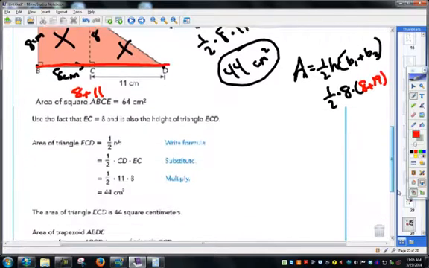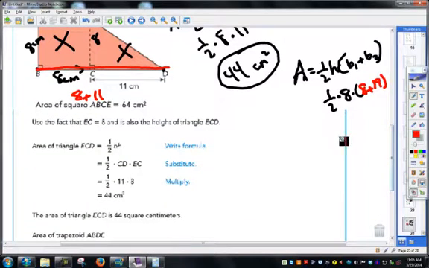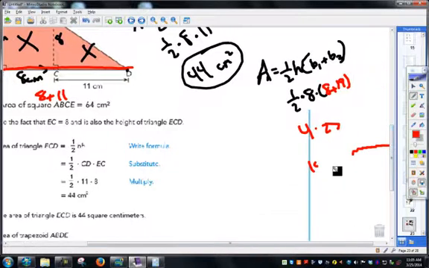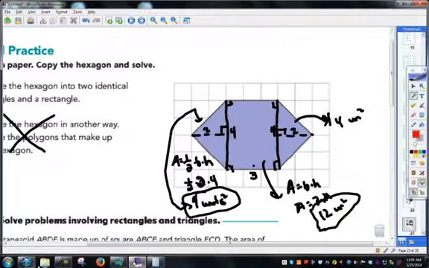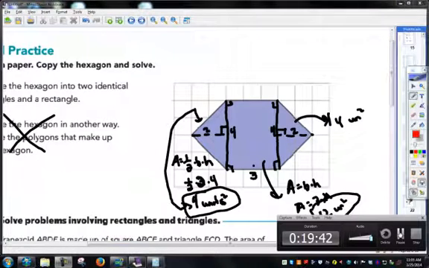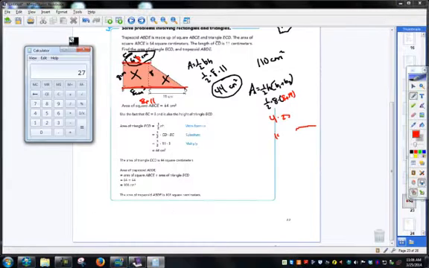Now, just to save time, I'll tell you what the answer is. It's going to end up being 4 times 27, which is 100. Whoops, I did something wrong. Okay, sorry about that.